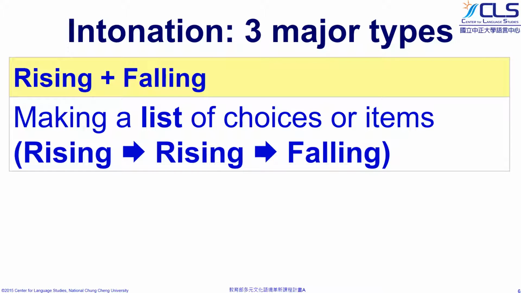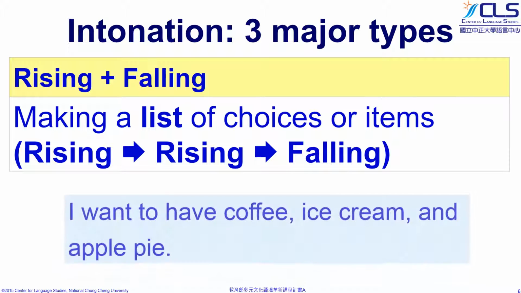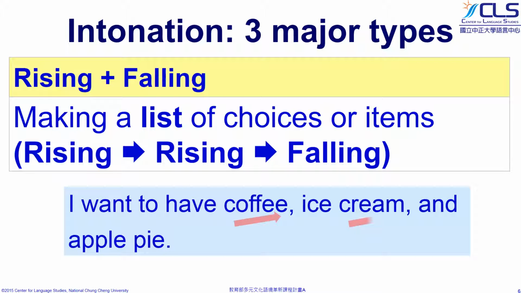Let's listen to an example of rising and falling intonation. I want to have coffee, ice cream, and apple pie. Because the speaker is making a list of items in the sentence, both rising and falling intonations have to be made.